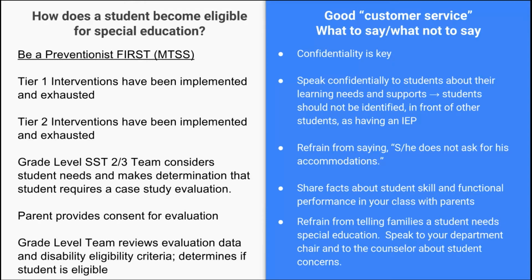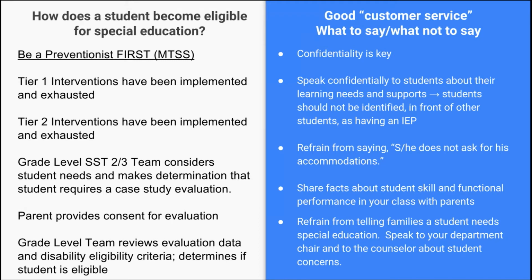There are a few good customer service guidelines to keep in mind when working with students with IEPs or with a student who you suspect may have a disability. When working with students who receive special education services, confidentiality is key. Always speak confidentially to students about their learning needs and supports. A student should never be identified as a student with an IEP or as receiving special education services in front of their peers. It is the responsibility of the teacher to offer and provide accommodations as outlined in the IEP.